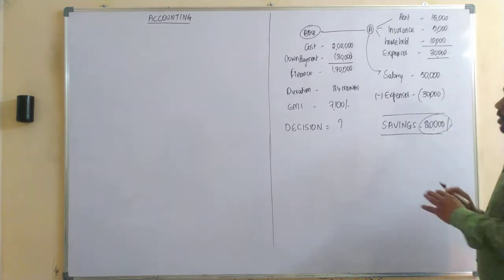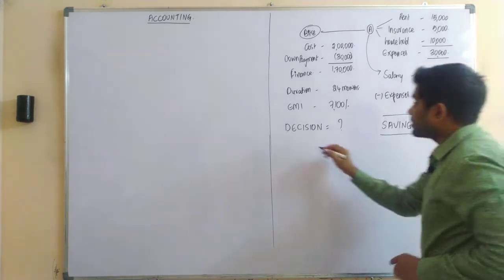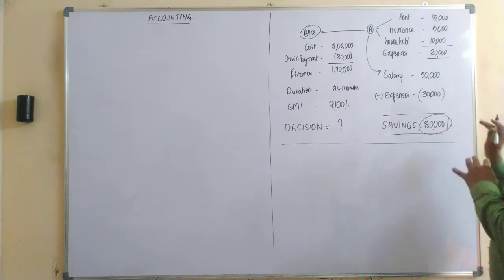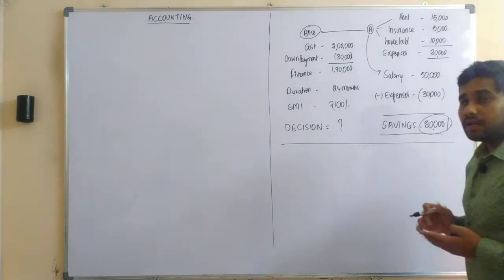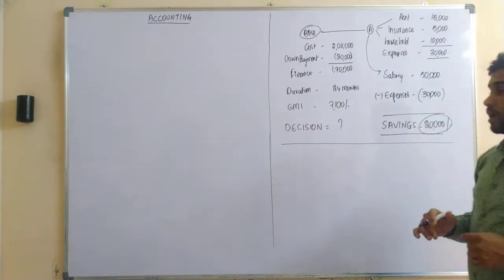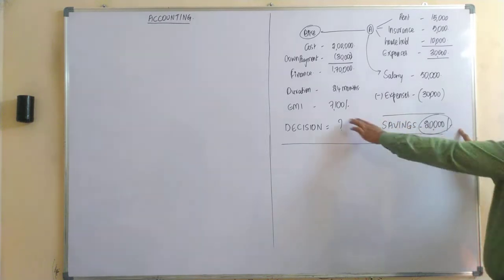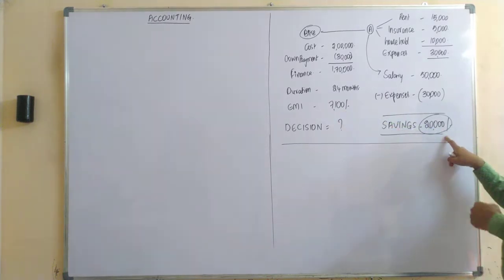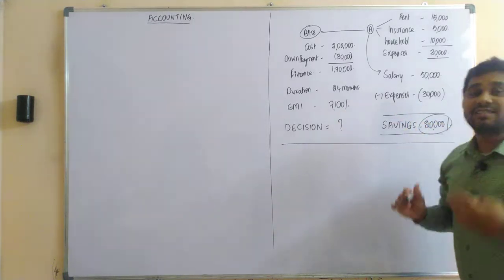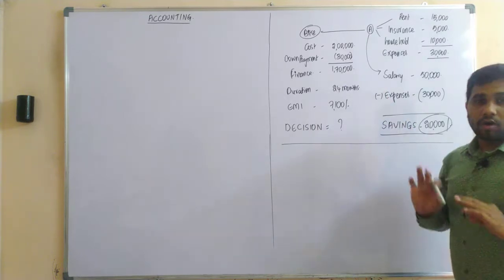Yes or no? Now, with this information, can Mr. A take a decision whether to buy the bike or not? Yes, as he has the sufficient amount, Mr. A can make a decision whether to buy the bike or not.